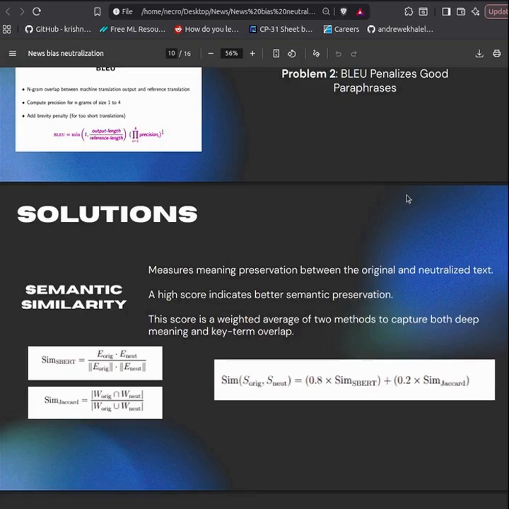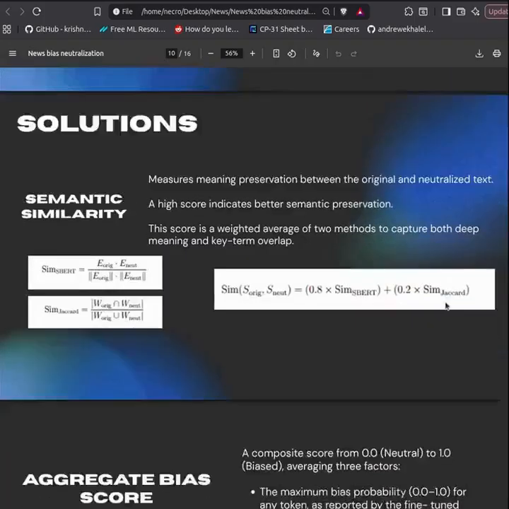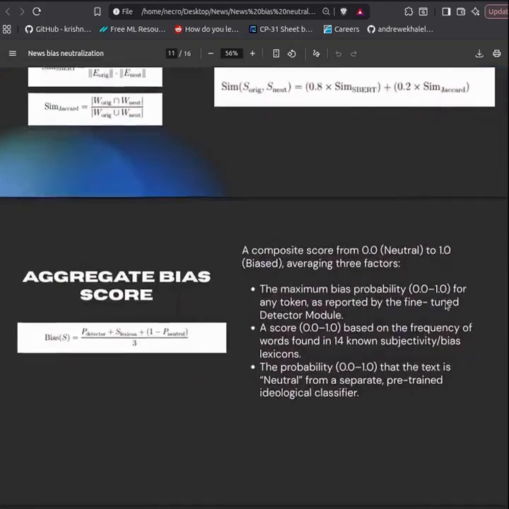20% of the score is from Jaccard similarity. This is a simpler metric which measures the overlap of content words. This acts as a sanity check to ensure that the key nouns and verbs are all intact and present. The final score, which is between 0 and 1, tells us how well we preserved the core facts, and the highest score indicates better performance.